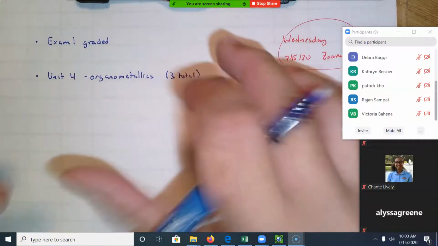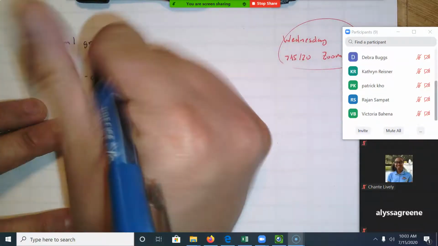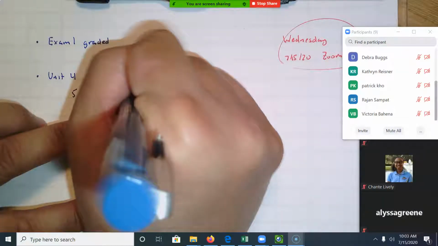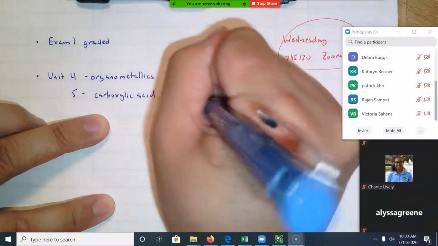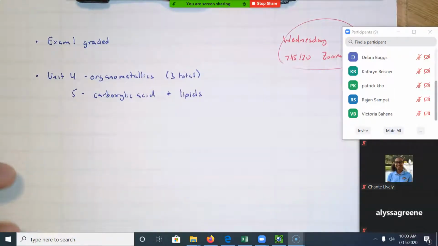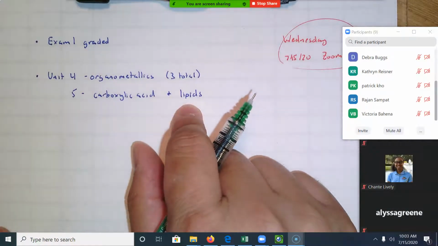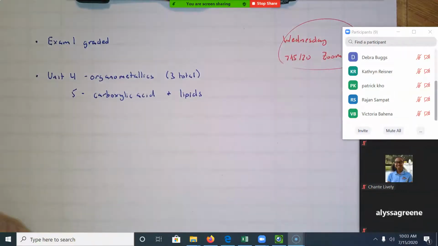I do want to give you more of an introduction to Unit 5, which is going to be carboxylic acids and lipids. All right. The plan was to talk a little bit about this biomolecule. This would be biomolecule part 2. Part 1 was the carbohydrates. Lipids such as phospholipids, those make up your cell membrane, surfactants, which are detergents.